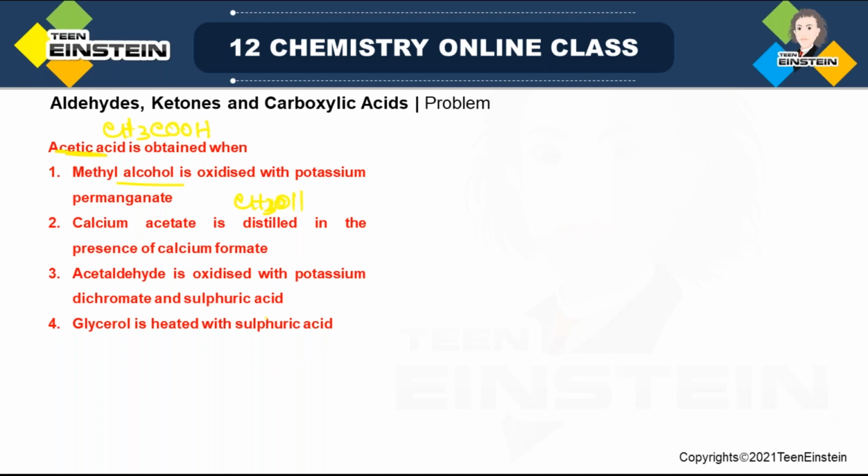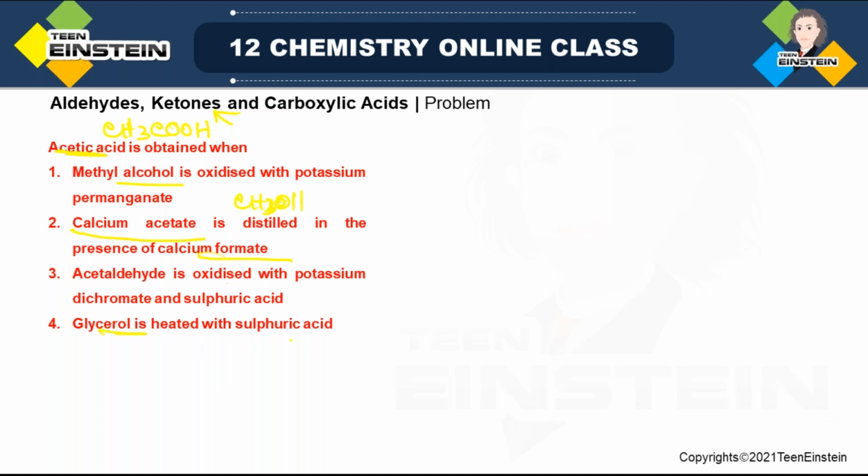Then calcium acetate distilled in presence of calcium formate. So you have taken the calcium salt of acetic acid and the calcium salt of formic acid. And remember, when we discussed preparation methods of ketones, there we discussed this method. We take calcium salts of different carboxylic acids, and if you distill them, you get some ketone compound. So this is a preparation method for ketone, not acetic acid. And the third option, acetaldehyde is oxidized with potassium dichromate, that is K2Cr2O7 and sulfuric acid. So this can be correct.